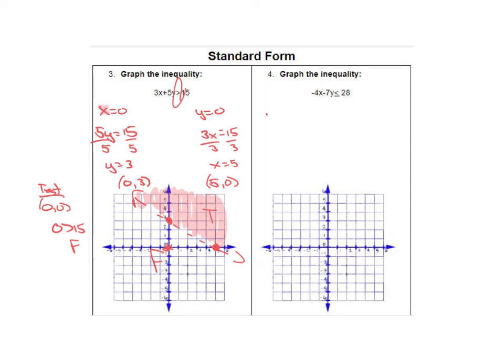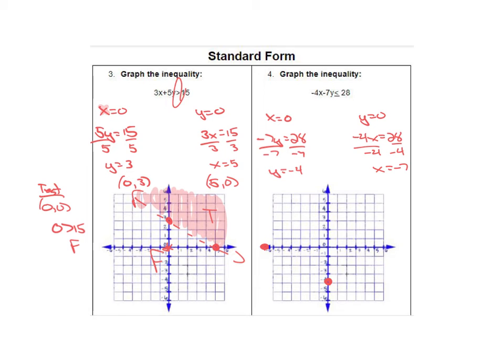When we look over here, same deal. If x is equal to 0, that means negative 7y equals 28, which if we divide by negative 7 is going to be y equals negative 4. If y equals 0, that's going to be negative 4x equal to 28. So if we divide by negative 4, x is equal to negative 7, which looks like we're a little bit off of our graph here.